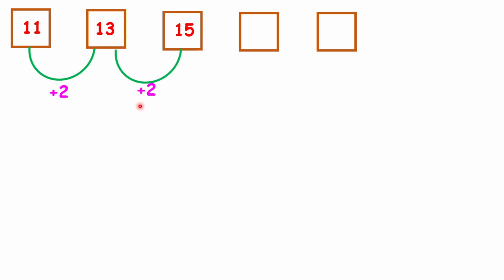Now, in this sequence, we have to find the number after 15. 13 is nothing but 11 plus 2 is equal to 13. 15 is nothing but 13 plus 2 is equal to 15. That means we have to add 2 to its previous number. Therefore, to find the next number after 15, we have to add 2 to the previous number 15.